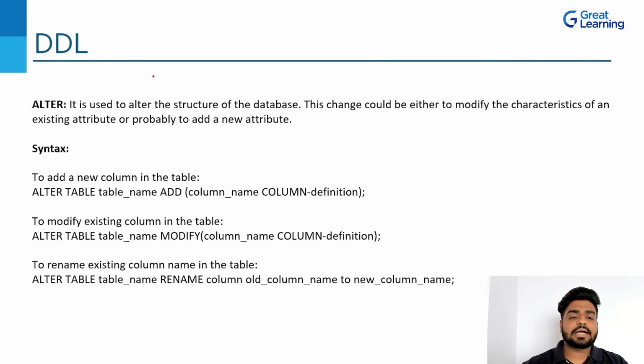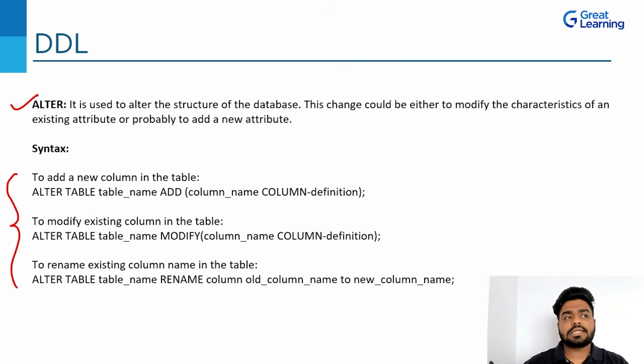Now let's come back to alter. What is alter? It is used to alter the structure of the database. This change could be either to modify the characteristics of an existing attribute or probably to add a new attribute. So if you want to add something or modify something, we use this. Now, these three are very important, so please understand them one by one. First, to add a new column in the table. Let's say that I have 3 columns, but I want to add one more column. It can happen, right?